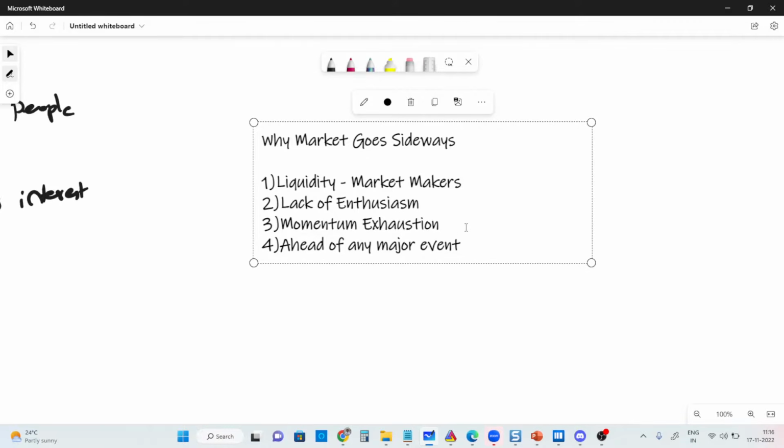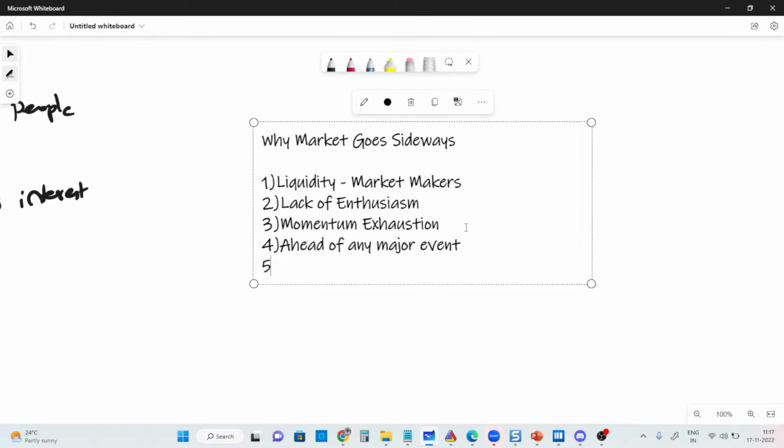So ahead of a major event, generally long-term players avoid participating in the markets. Dominant traders who move the markets, aggressive traders, don't want to take an immediate decision. Particularly institutions, they want to wait for the event to get over, and post that, they want to come and compete in the markets. So ahead of any major event also, the market goes sideways.